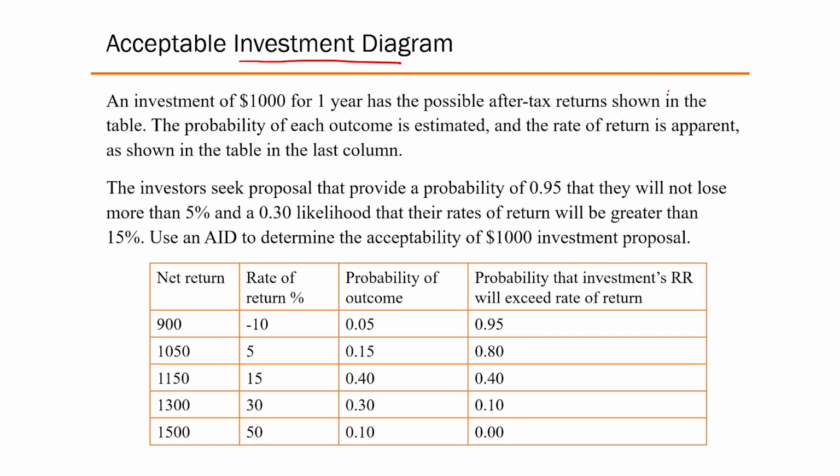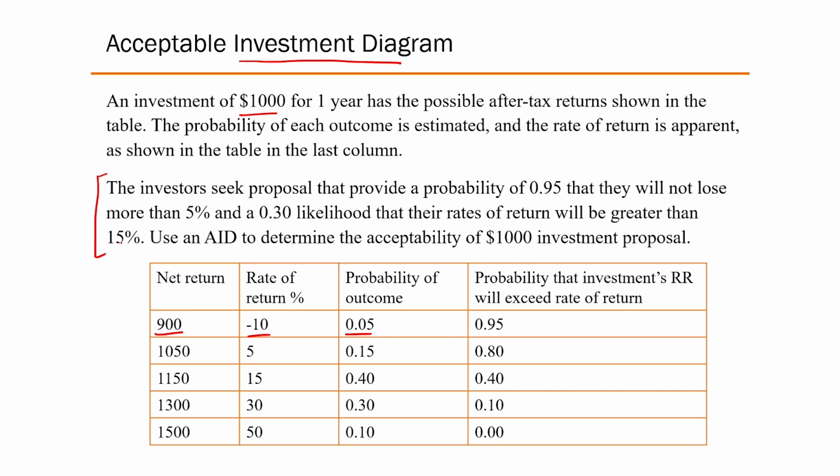So an investment of $1,000 for 1 year has possible after-tax returns. This is shown in the table. The probability of each outcome is also given to you, and the rate of return is apparent and shown in the table. If the net return is 900, the original investment was $1,000, so you have made minus 10% of return, right? And the probability of that outcome is already given to you, 0.005 in this particular case.